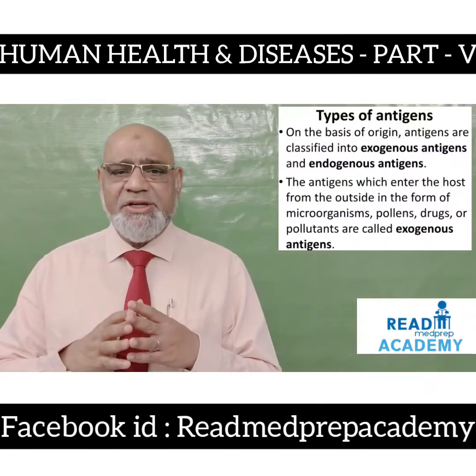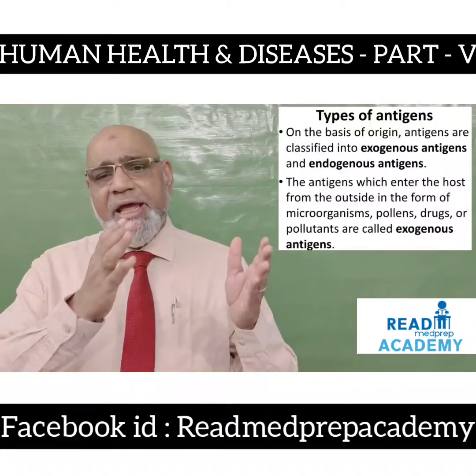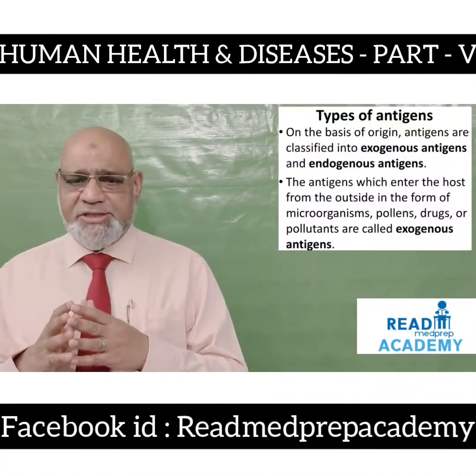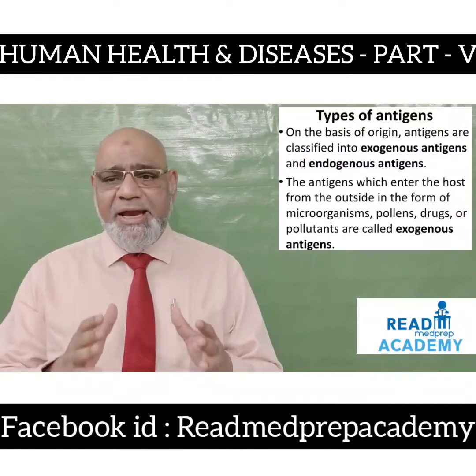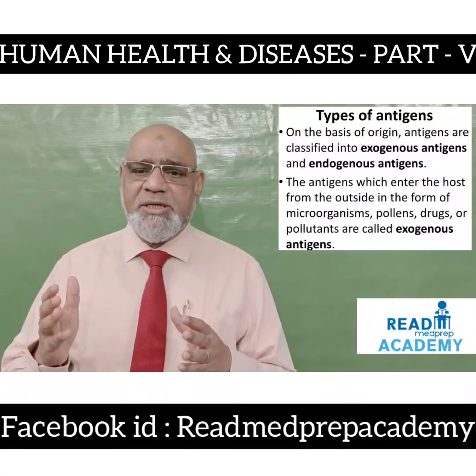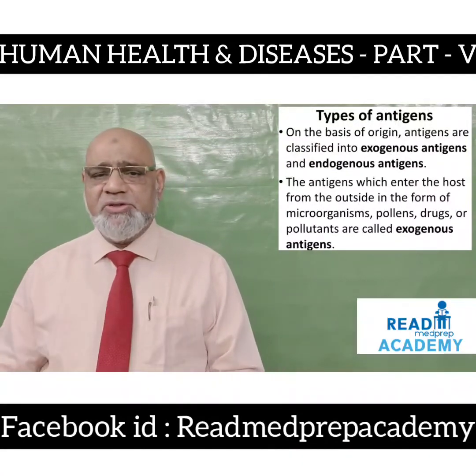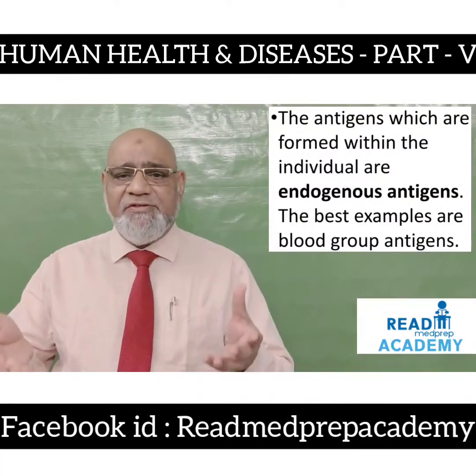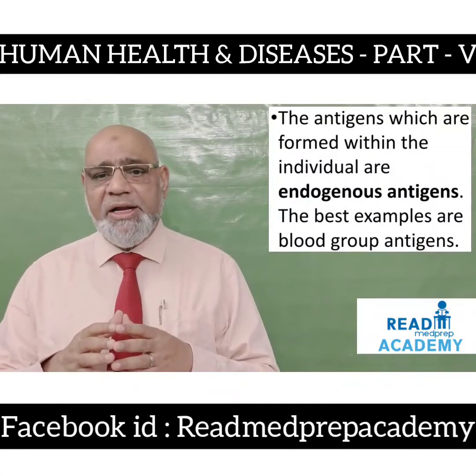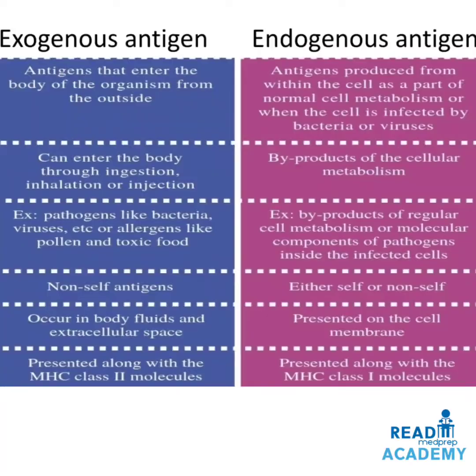What are types of antigens? On the basis of origin, antigens are classified into exogenous antigens and endogenous antigens. The antigens which enter the host from outside into the body in the form of microorganisms, pollen dust, drugs or pollutants are called exogenous antigens. The antigens which are formed within the individual are called endogenous antigens. The best examples are blood group antigens. Here you can see the differences between the exogenous antigens and the endogenous antigens.